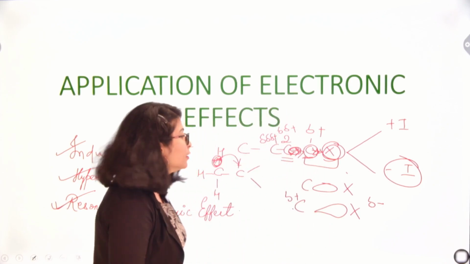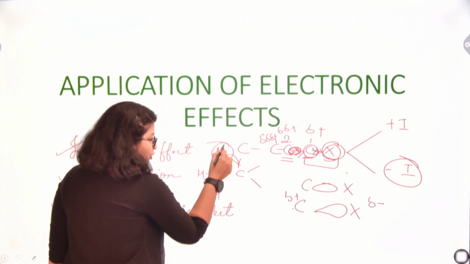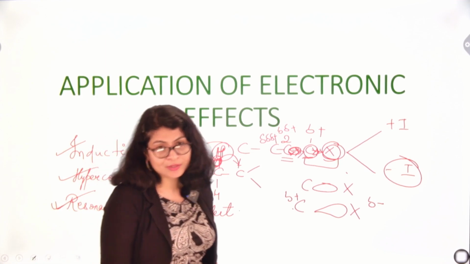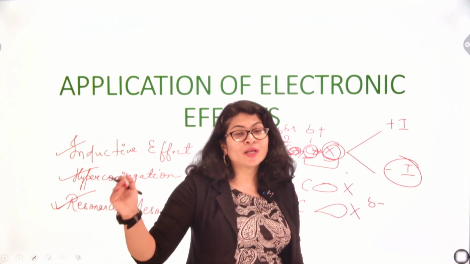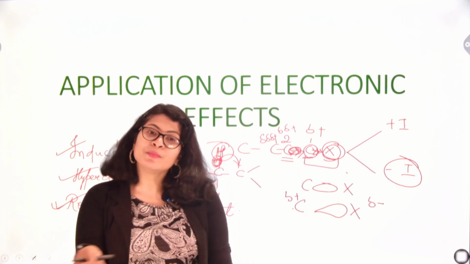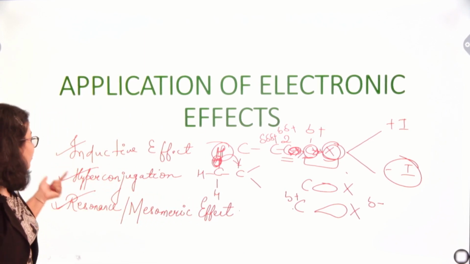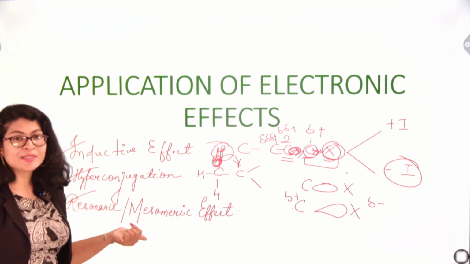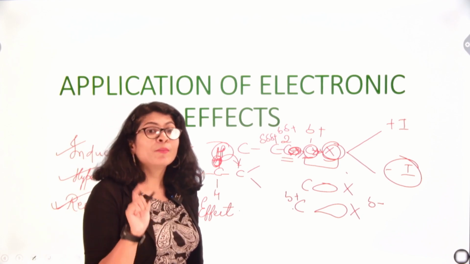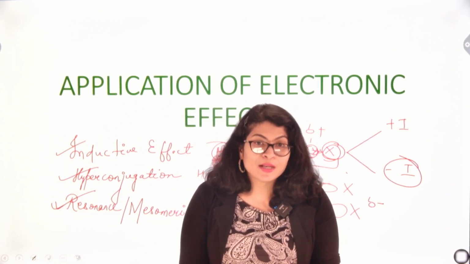Another thing to remember here is that this H, which was breaking away from the carbon skeleton, was not getting removed as a proton, but was staying near the vicinity of that particular system only. Okay, this was hyperconjugation. Now if I see resonance effect, resonance was basically delocalization of pi electrons. Hyperconjugation was delocalization of sigma electrons.